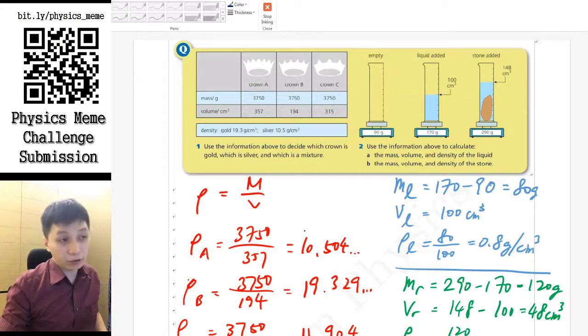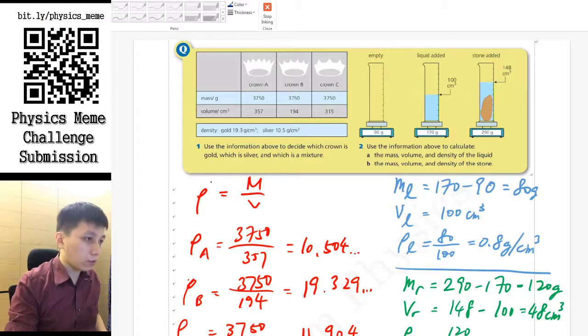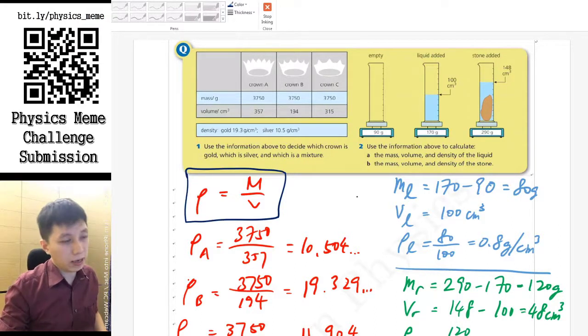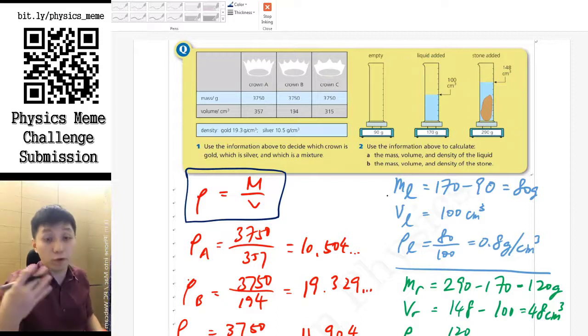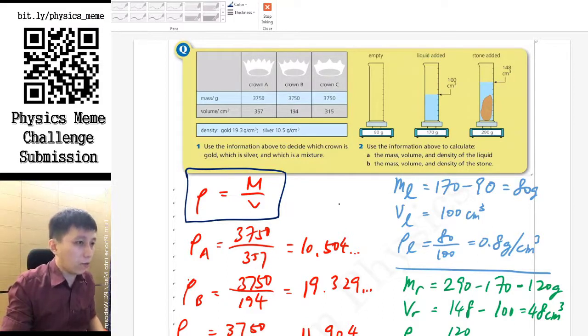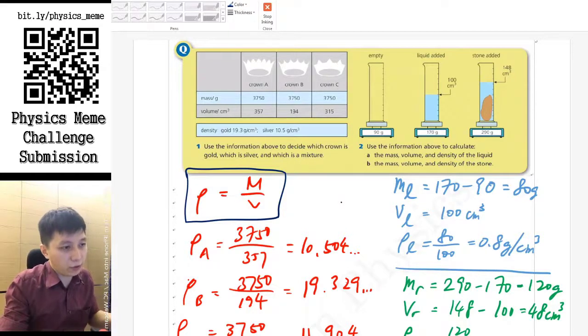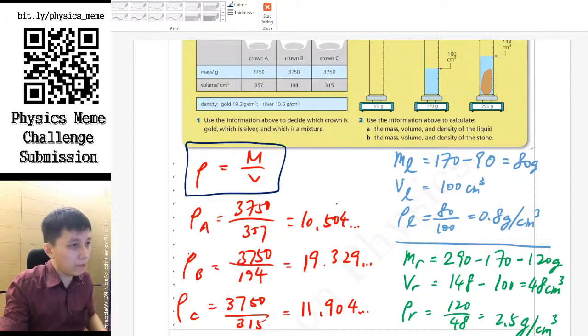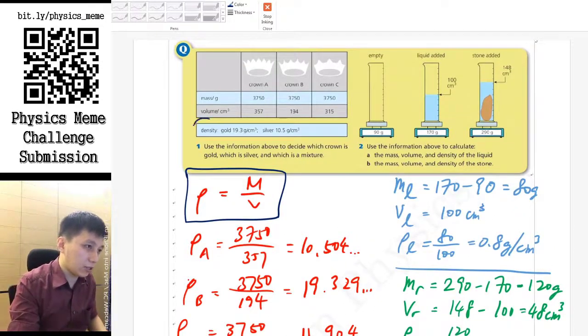So it's very straightforward actually. For question 1, you just have to use the equation of density equals mass over volume. Remember, you have to memorize this equation in IGCSE physics. And so for each of the crowns A, B, C, you just have to substitute its mass and volume into it and find out the number. The density is actually given.